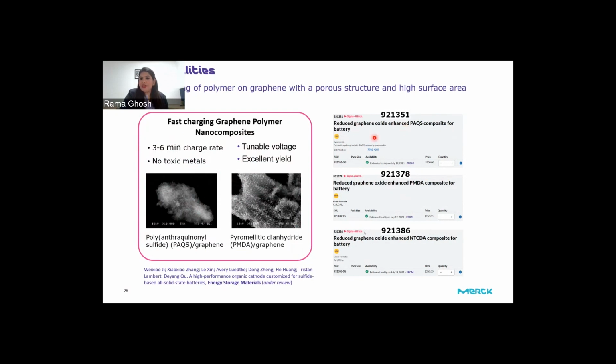These products are already available on the website. You can see these are the tests and all the information is also there on the website. I will insist that all of you please visit the website and look into the product. A lot of literature we have also mentioned there, so that you get a clear idea. Also, if you want to read about this, there is an article in Energy Storage Materials. This is already published, so you will get a lot of information there also.